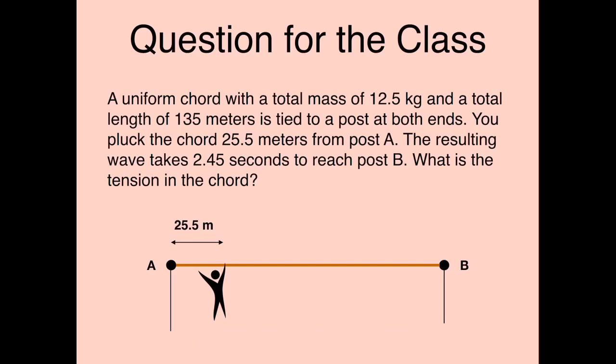As a result of doing that, you send a wave down the string, and it takes 2.45 seconds to reach post B. So you pluck it here, the wave goes down the string, and it takes 2.45 seconds to get here to post B. So what is the tension in the cord? Try to work this out using the result we just derived. Pause the video, see if you can work it out, and then we'll go through it together.